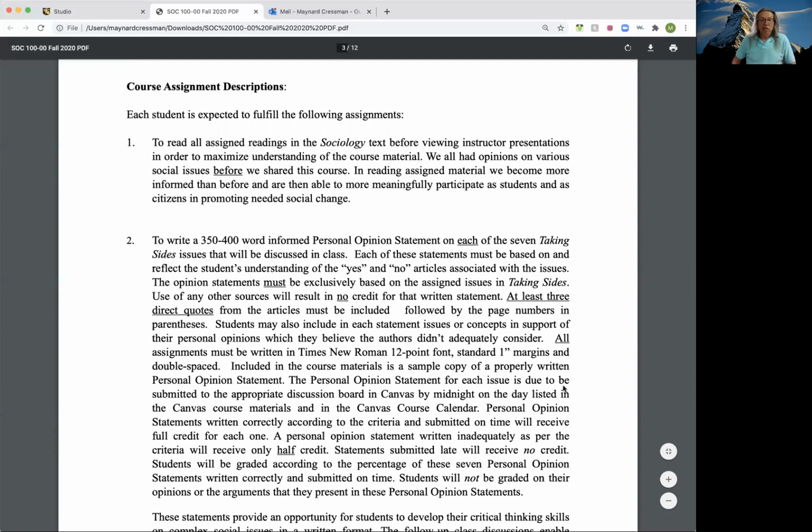Okay, I go on to say we all had opinions on various social issues before we shared this course. In reading assigned material, we become more informed than before and are then able to more meaningfully participate as students and as citizens in promoting needed social change. Now, you may be thinking, what do you mean we got to promote social change?